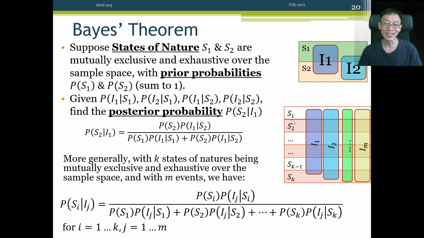These are called S1 to Sk because they are often interpreted as states of nature. The reason why we call that a state of nature is because it is an outcome, an event, or a state of affairs which is not controllable, not decidable by the decision maker or the experimenter at this moment.